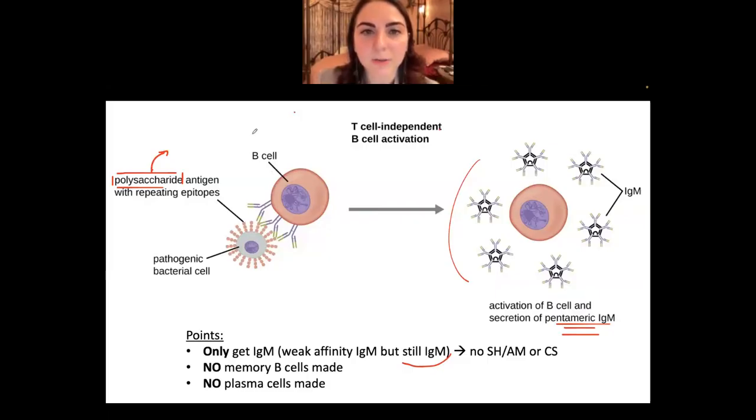Does this pathway happen along with T cell dependent? Why would you ever want a weak response? You don't want a weak response, but T cells can't see a pathogen like this. It can't break down polysaccharides. T cells can only be activated by peptide antigens. So for a polysaccharide antigen, which is what it's saying here, the only possible way to get rid of something like this is this T-independent B cell activation pathway, which is not great, but it's better than nothing, right?